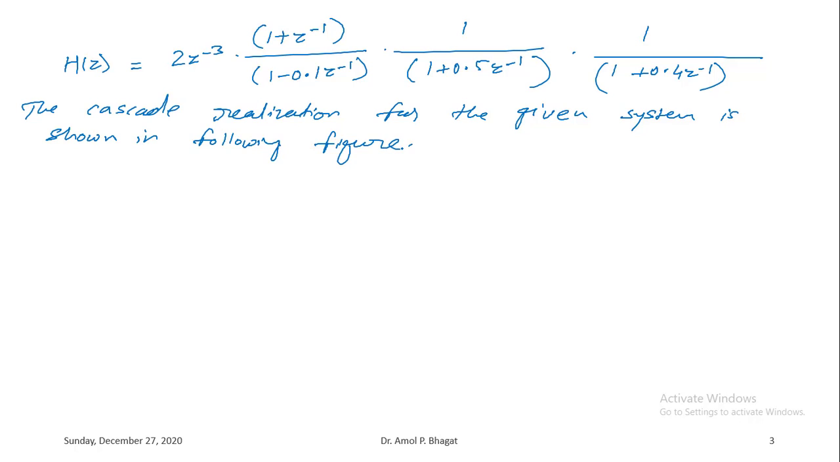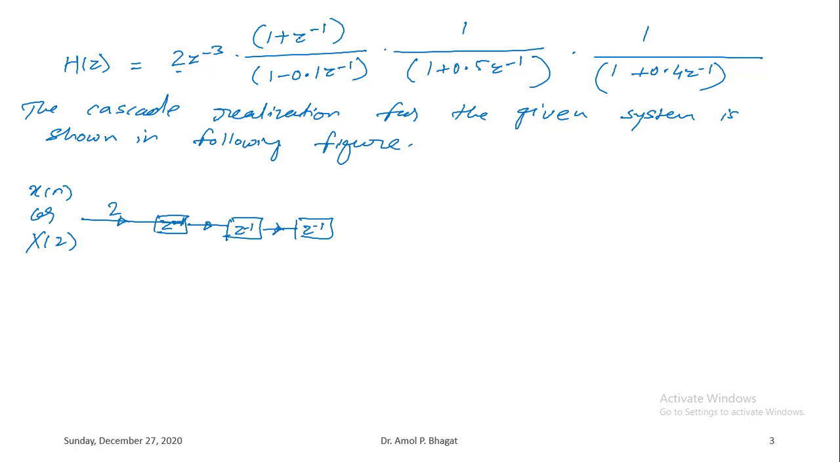So here again in input you can indicate it as x of n or x of z. So how will you draw this cascade relation? First it is multiplied with the constant 2, so I'll be using a constant multiplier with 2, followed by 3 delay elements, so I'll indicate it as z inverse first delay, then followed by the second delay, then followed by the third delay. Okay, so here I will get 2 multiplied by z to the power minus 3, right?